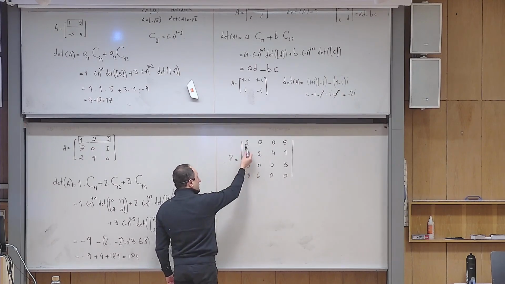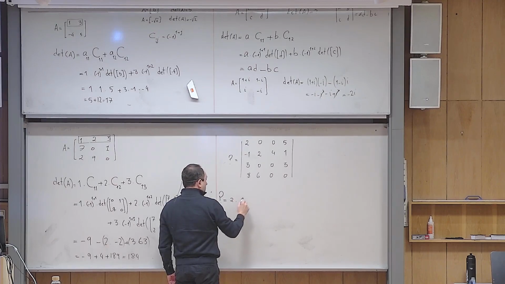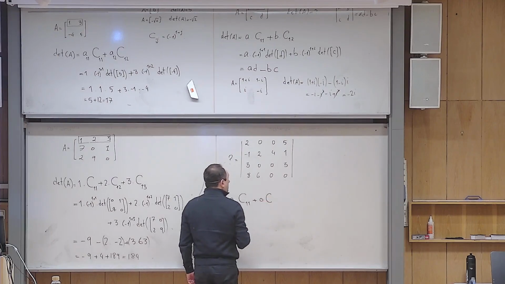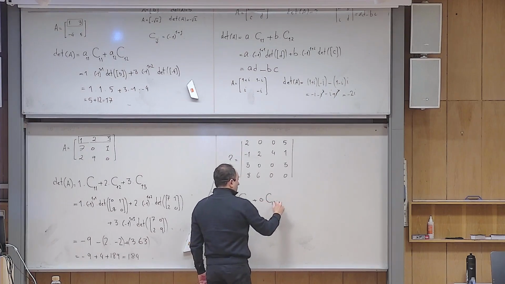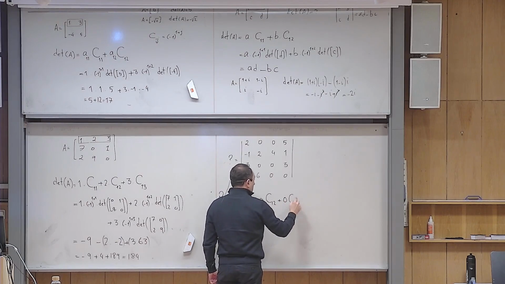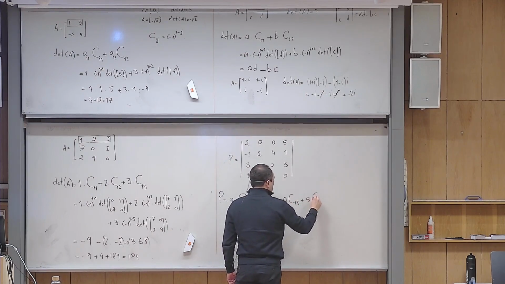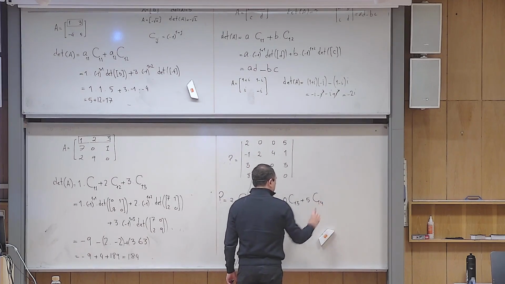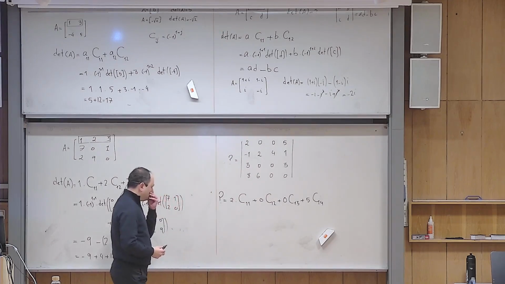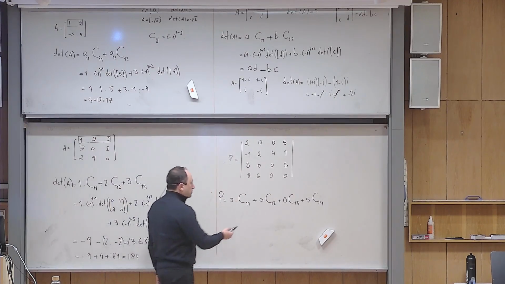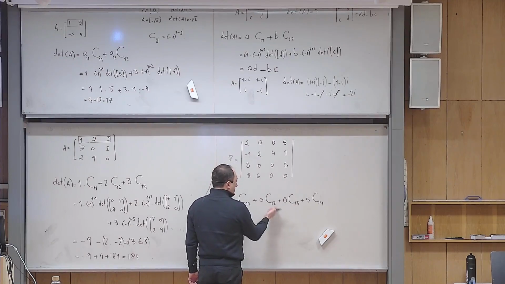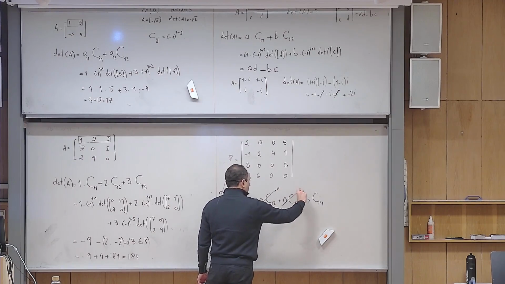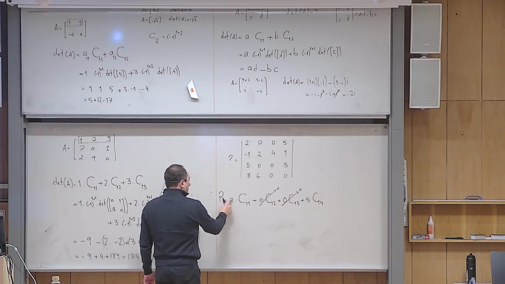So what should I write? I need to write 2 times C1,1, and then I write 0 times C1,2, and then 0 times C1,3, then I write 5 times C1,4. Yes? But now, of course, you don't even bother about what these numbers are, because whatever they are, multiplied by 0, this becomes 0, this becomes 0. So what I bother about is to calculate C11.